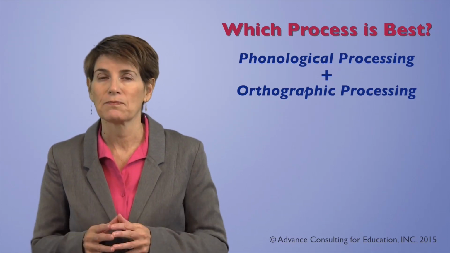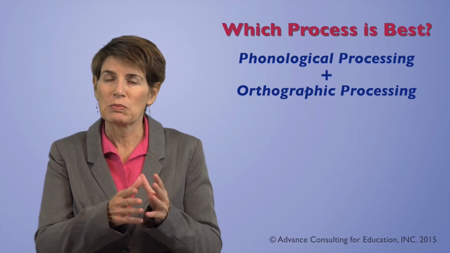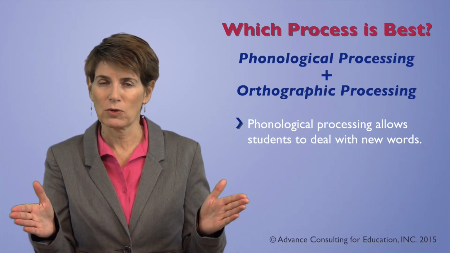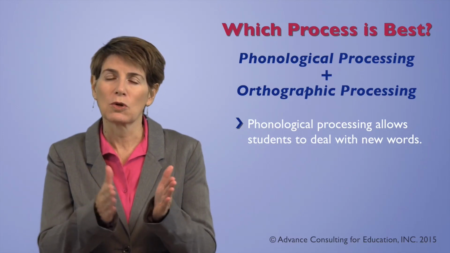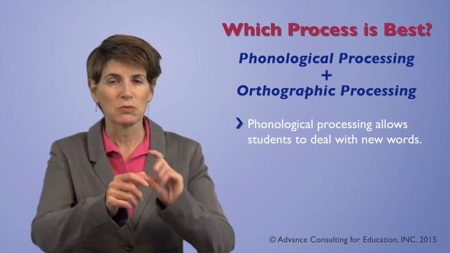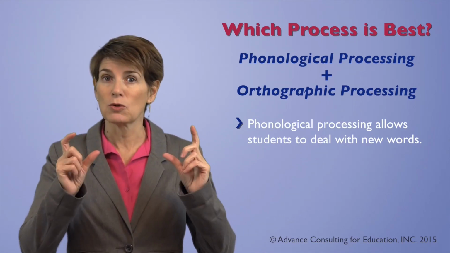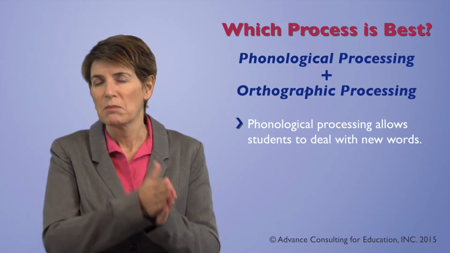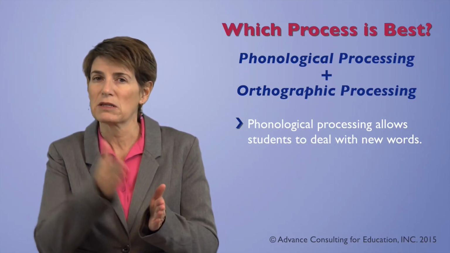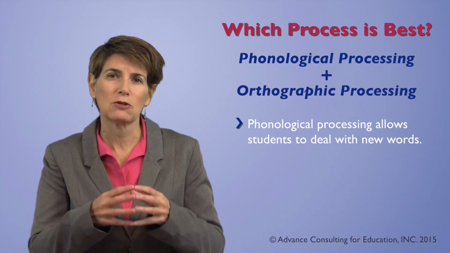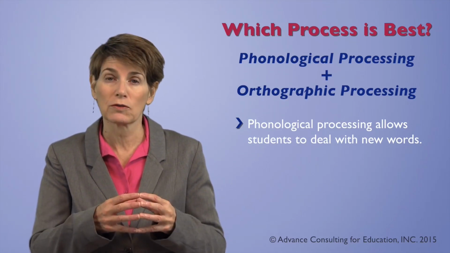So the combination of phonological processing and orthographic processing is actually the best process to use when spelling in English because, first of all, the phonological piece allows you to deal with new words that you've never seen before. So you can take these new words and you can figure out, based on the letters, what the possible sounds are, or you can hear a new word and then you can figure out, okay, here's probably how it's spelled by breaking it down on a sound-by-sound basis. So phonological processing really allows us to deal with and to manage new words.